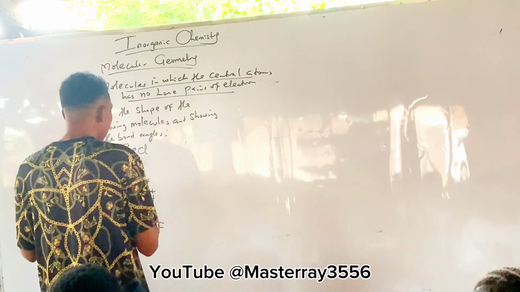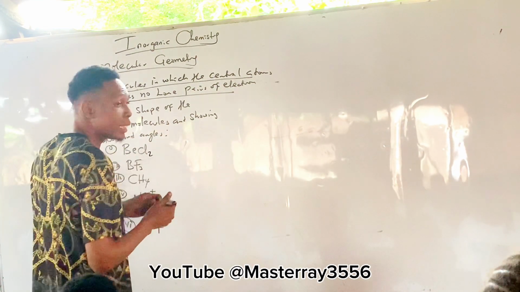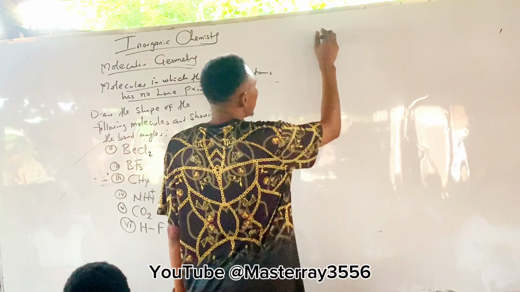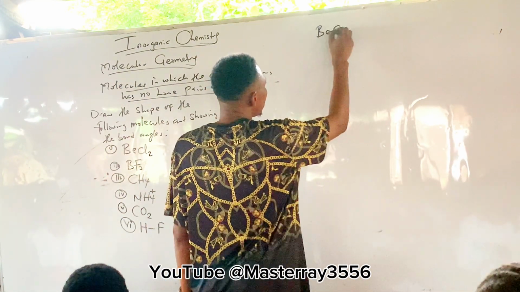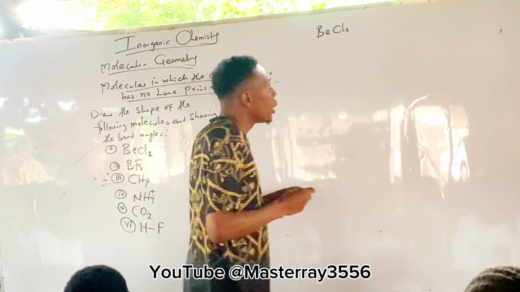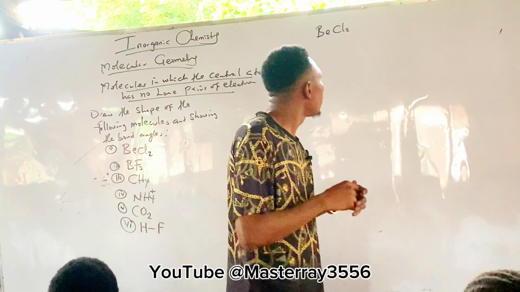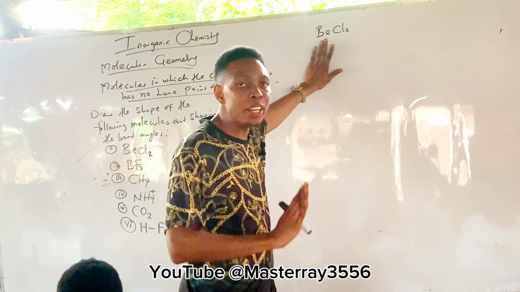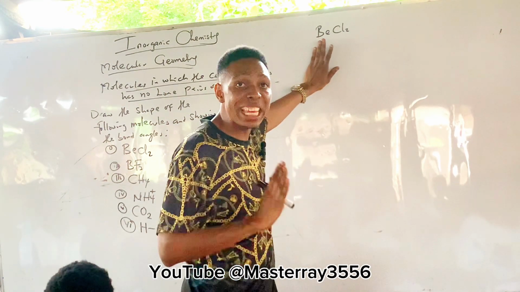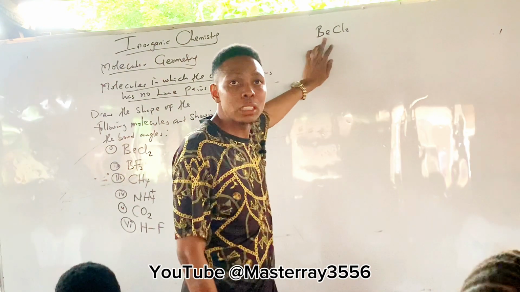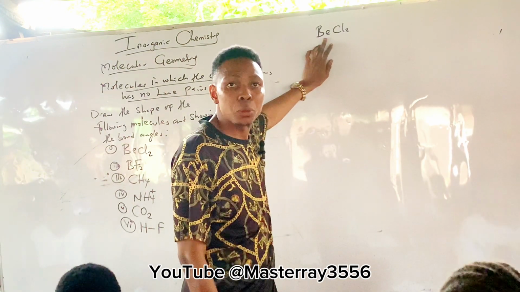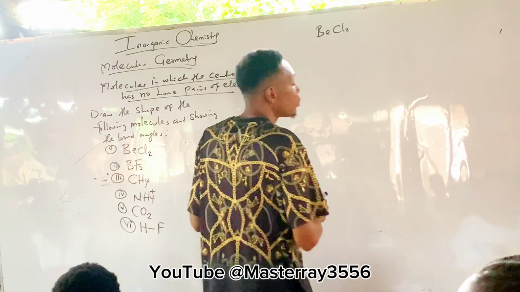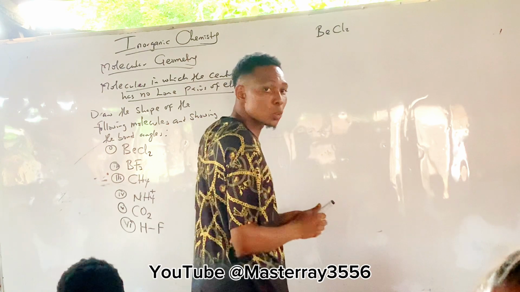It's BeCl2, so you can correct it. From here, the first thing you have to do is the calculation. How do you do the calculation? Make use of the valence electrons. Beryllium is in what group? Group 2.